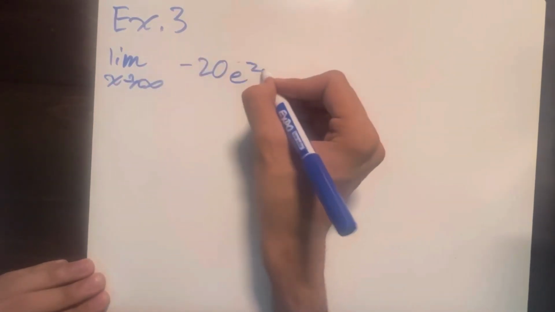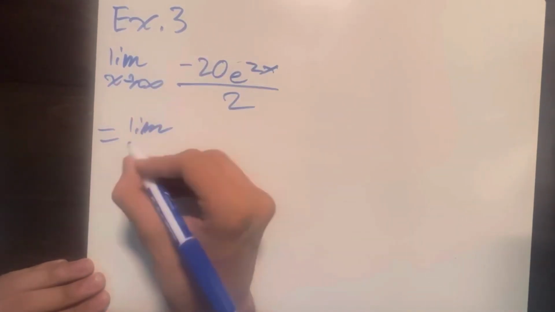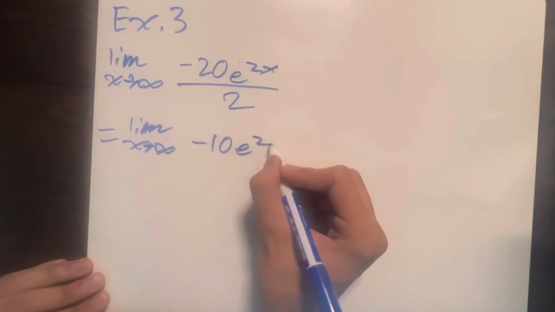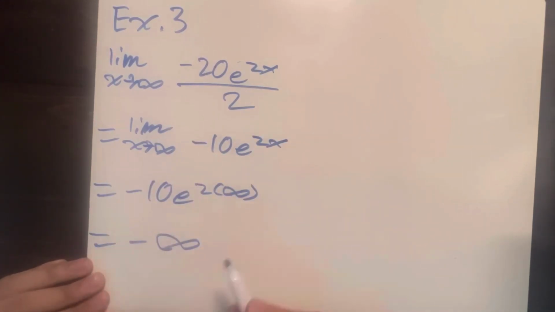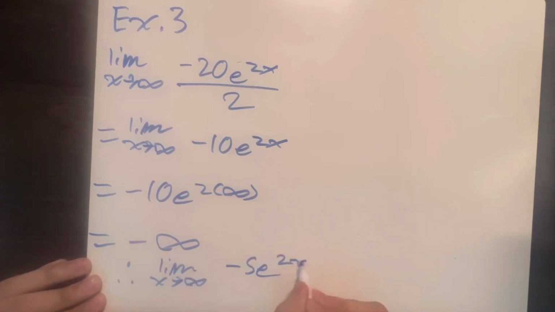Simplify the limit of negative 20e to the power of 2x over 2 to negative 10e to the power of 2x, then plug in infinity for x to take the limit, and you should end up with negative infinity. Make sure to state that the limit at the beginning of the problem is equal to negative infinity.